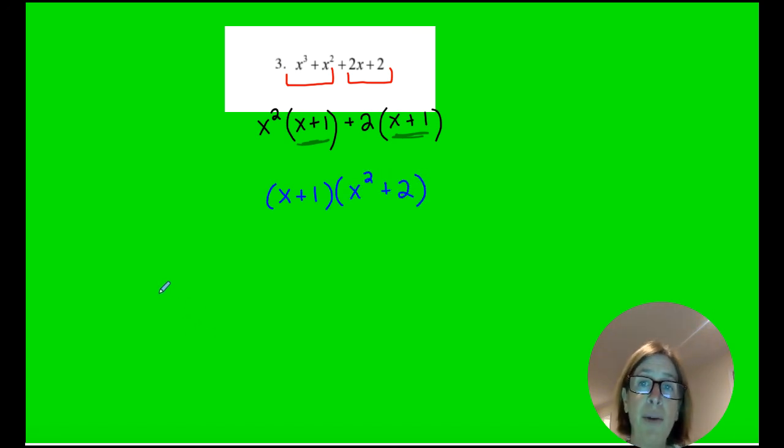All right, so that's a quick review of factoring by grouping. It does tend to confuse students sometimes, so if you do need more practice with this after you've finished the examples, please just reach out and let me know.